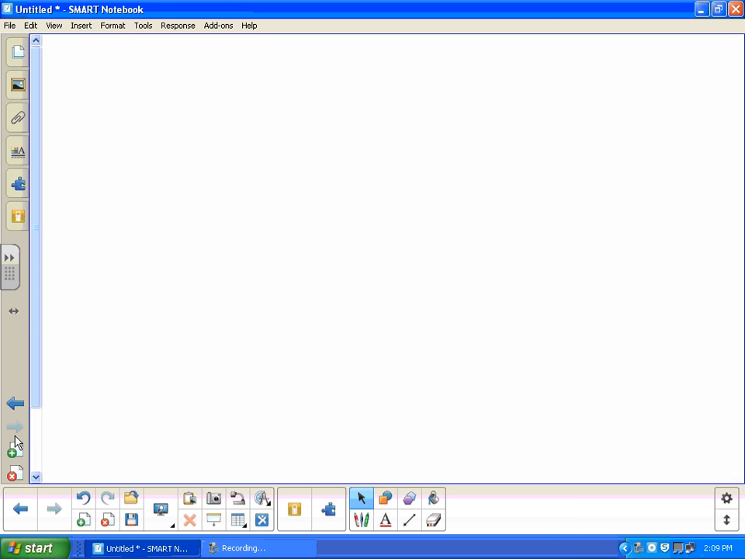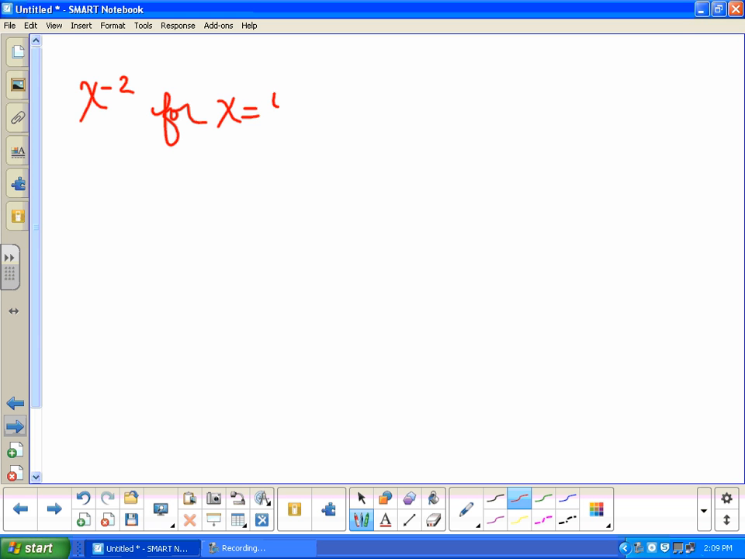Let's see what you'll be doing on your homework. First, let's simplify when you're given the value of the variable. For this example, x to the negative 2 for x equals 4. When you're given the value of the variable, you plug it in. So we're going to put the number 4 in for x and find x to the negative 2 power. That becomes 1 over 4 to the second power, which is 1 over 16. Your answer is 1 over 16.